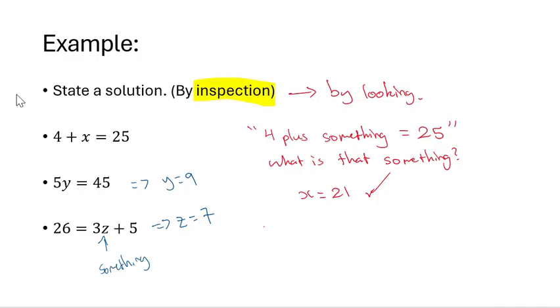And then you're going to do the same for the others. Okay, so I'll just read the other ones. 5y, meaning 5 times y. 5 times something equals 45. What does that something equal? That something is 9. Okay, y equals 9. And for the final one, I got 26 is equal to 3 multiplied by something, and then I add 5 at the end. And then you just figure it out to be the number 7. Okay.